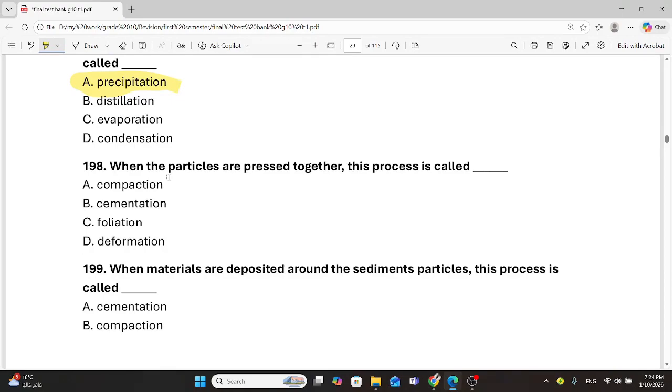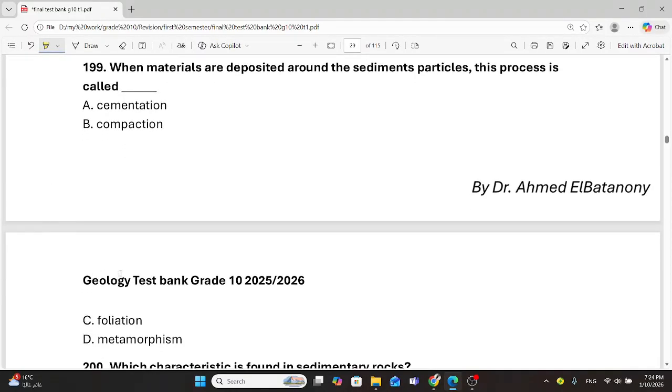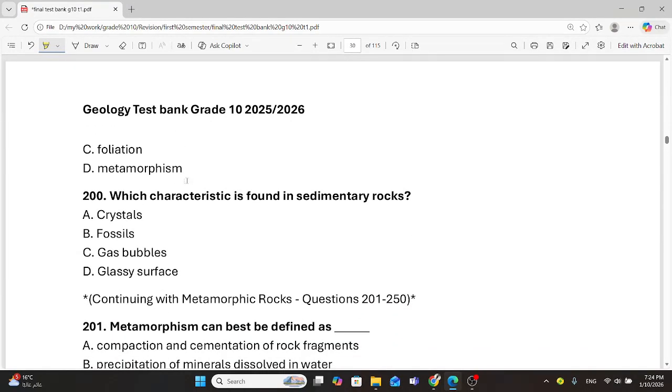When particles are pressed together, that is compaction. When material is deposited around sediment particles, this process is called compaction, cementation, foliation, or metamorphism? No, it is called cementation. Which characteristic is found in sedimentary rock?